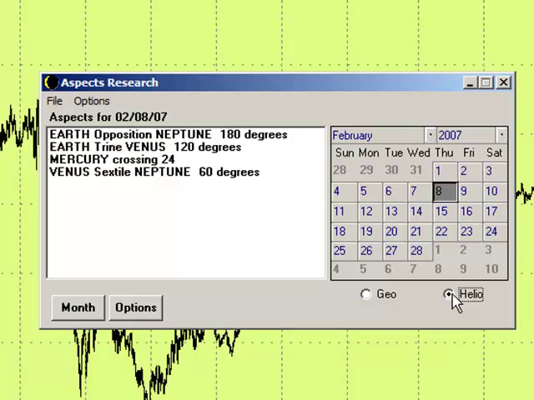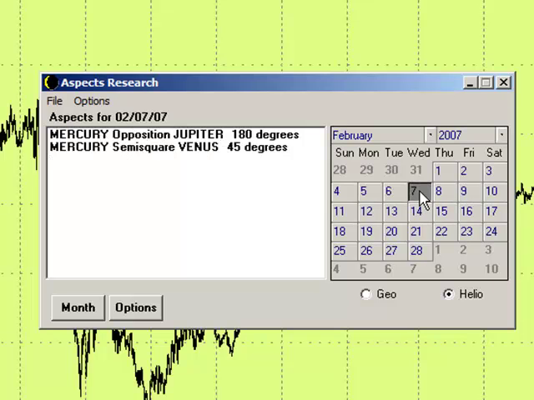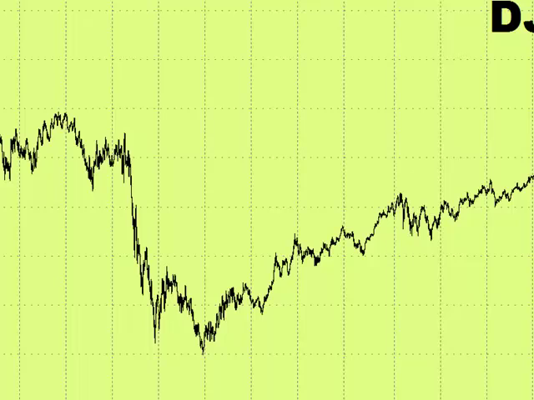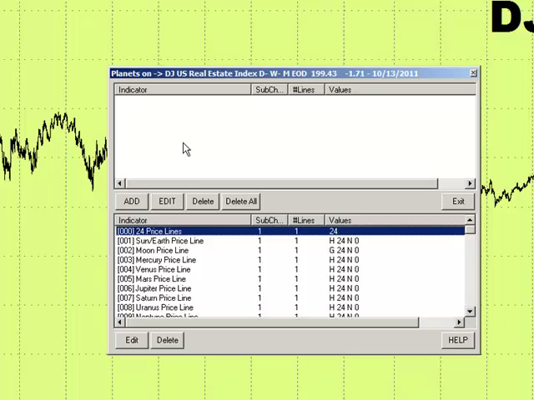Heliocentrically, on that day, we had an Earth-Venus trine, Venus sextile Neptune, Earth-Neptune opposition. That would be in keeping with the geocentric Sun-Neptune conjunction then. And the day prior to that, Mercury-Jupiter opposition. A day afterwards, Venus trine Saturn. There's some pretty clear action going on here with Venus, the Sun, and some of the outer planets around this time frame. So what we're going to do is start then with some Venus price lines, since we've seen that in play.